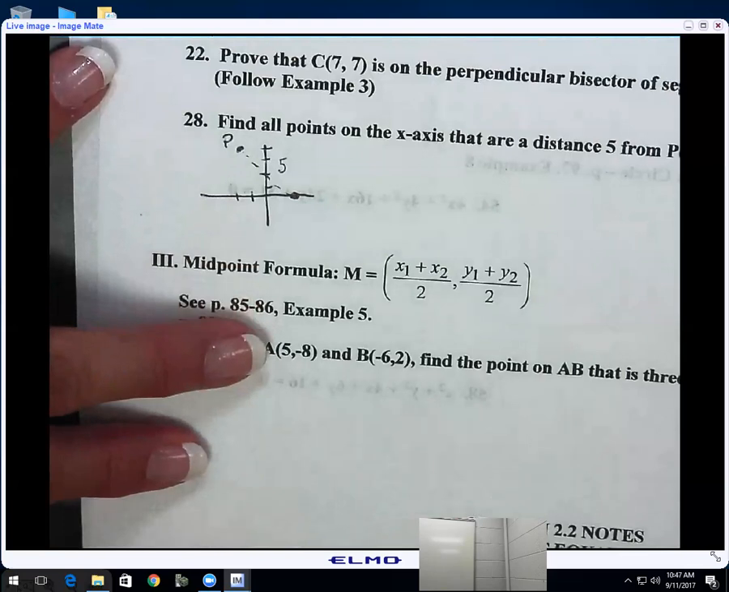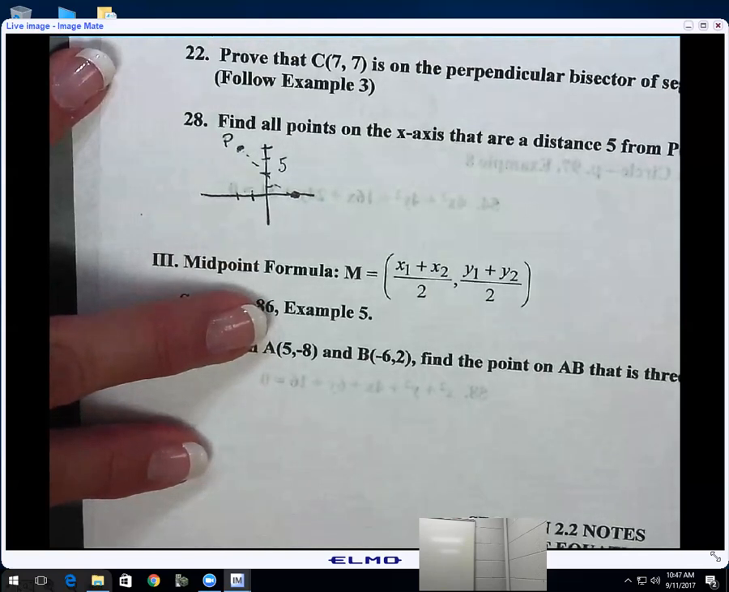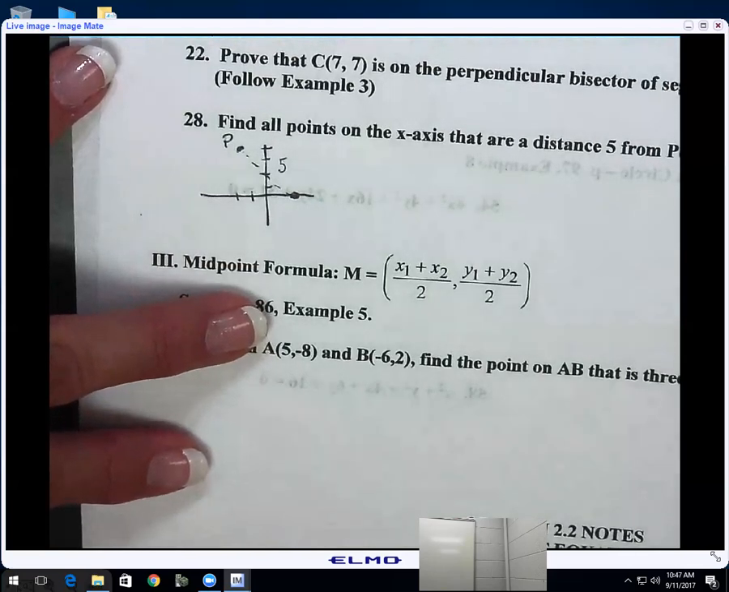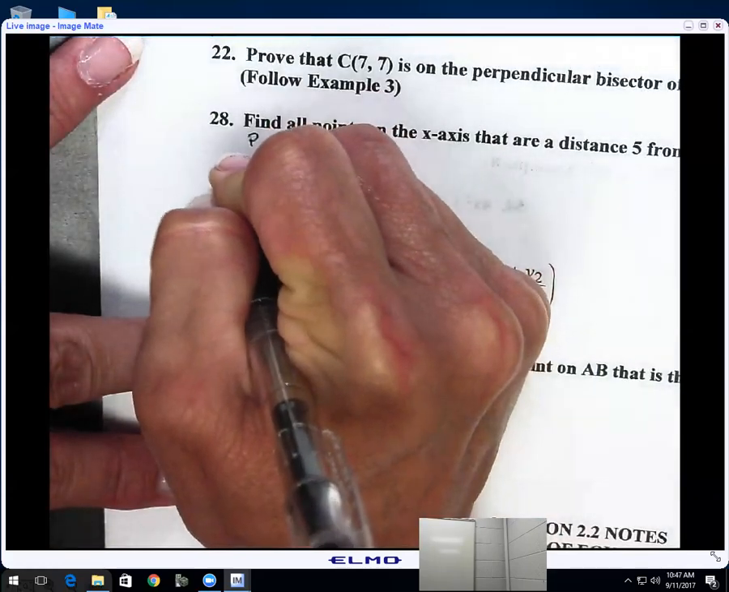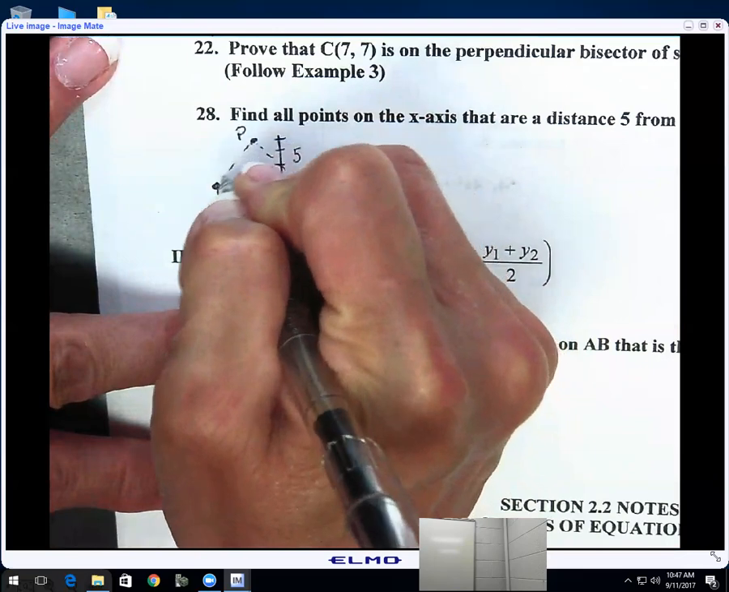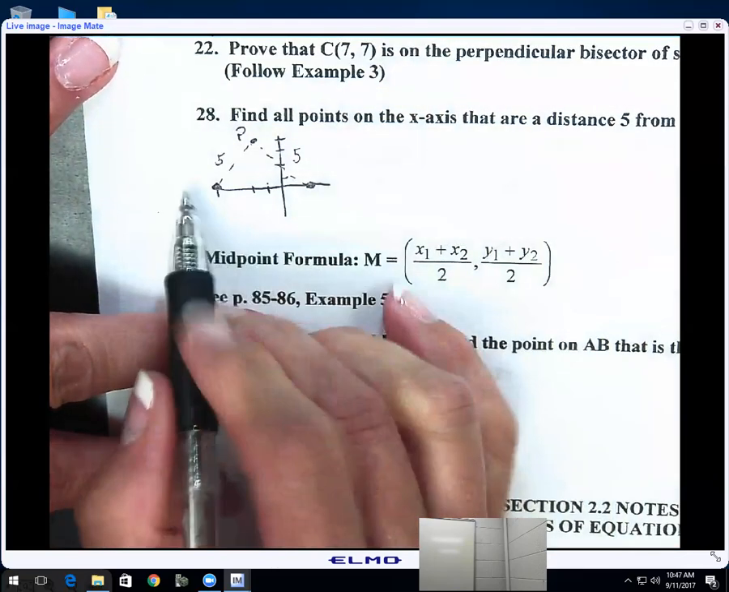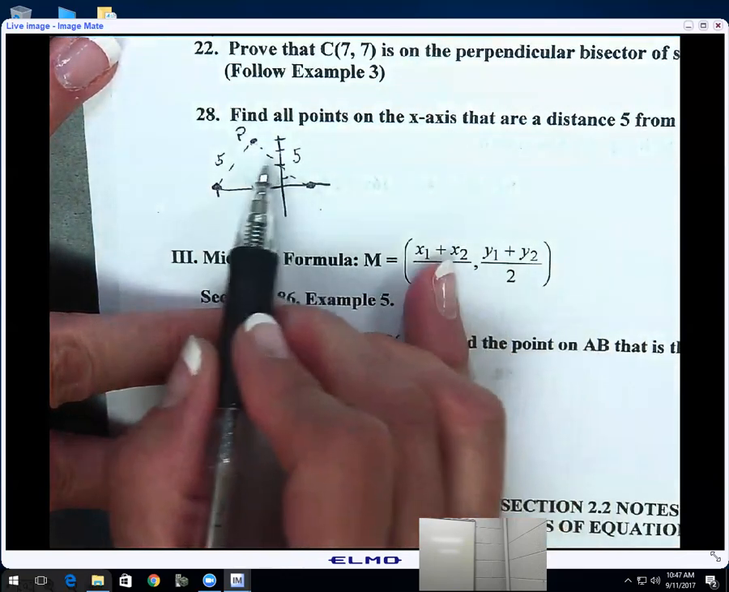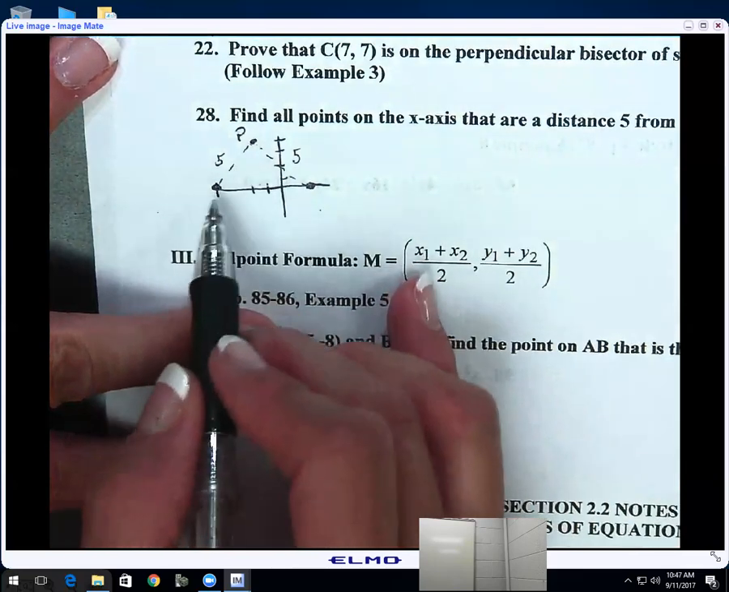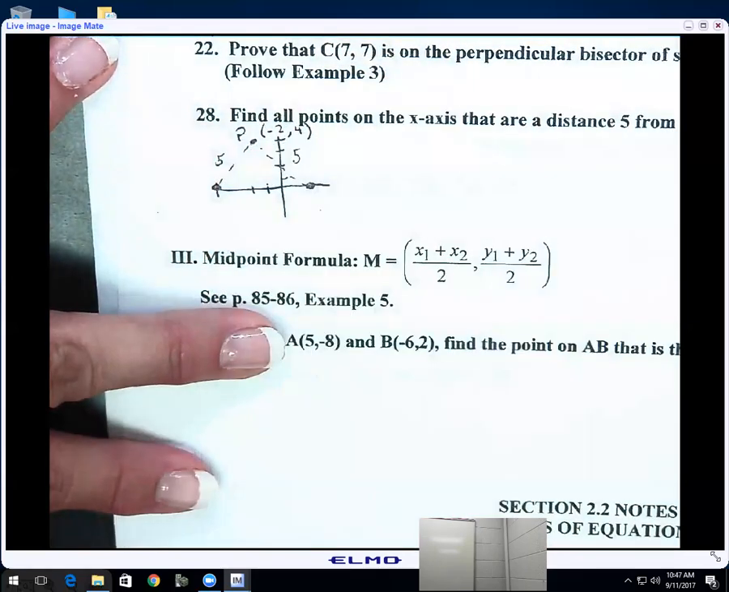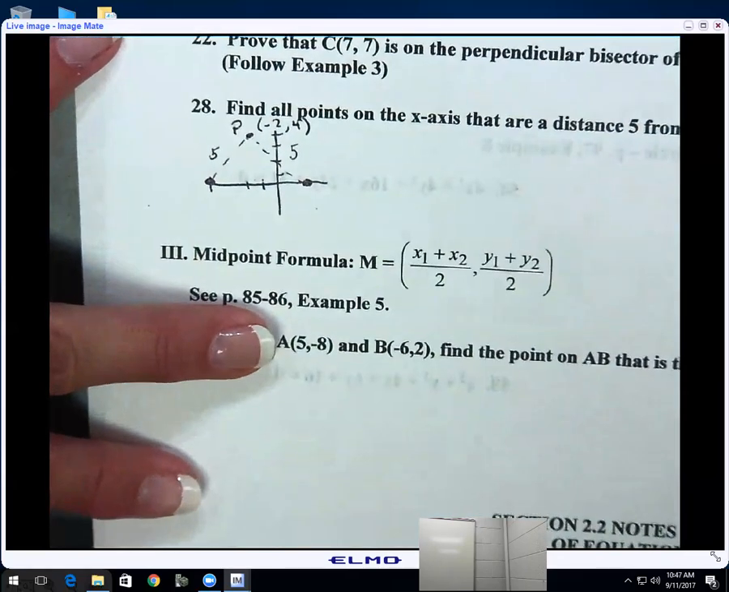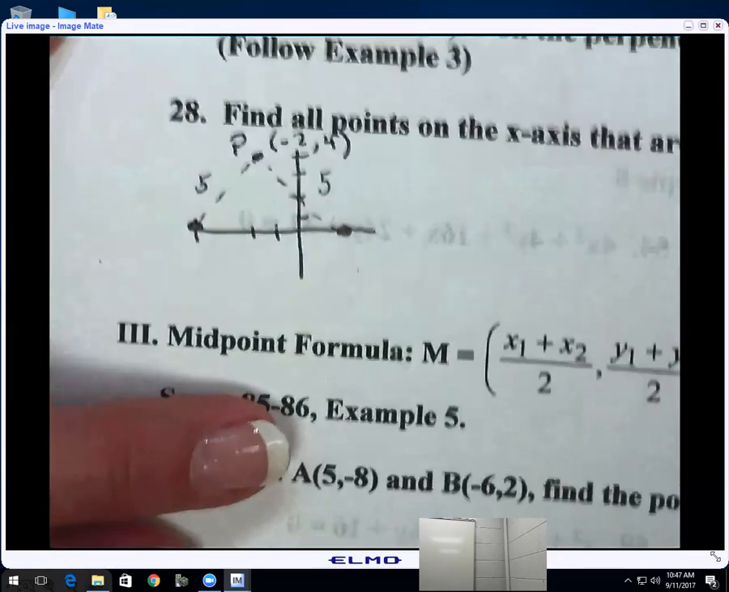Sorry, I was guessing. Right, you were guessing horizontal distance instead of diagonal distance. But there is going to be a point over here where this distance is 5 as well. So we're looking for 2 points that are a diagonal distance of 5 units from that point -2, 4. And I've about run out of ideas.